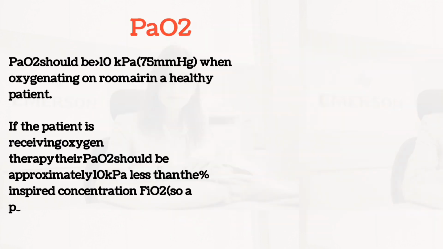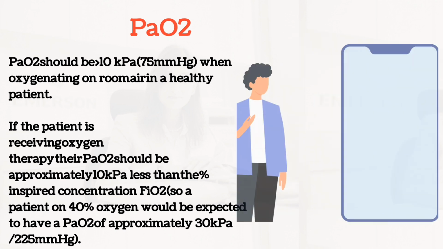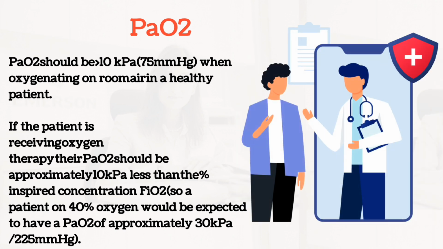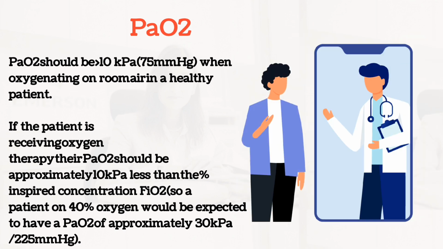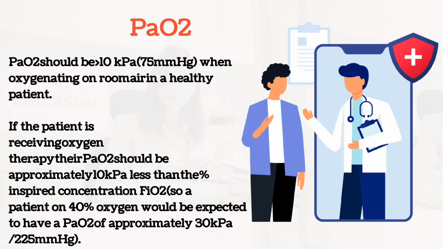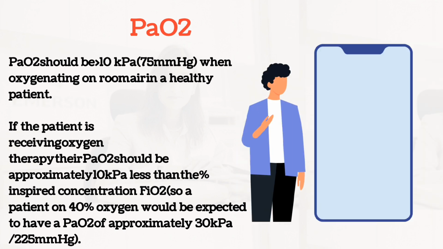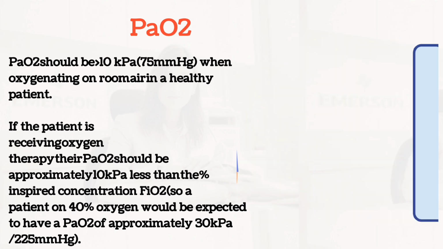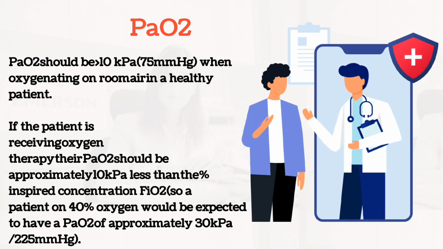Your first question when looking at the ABG should be, is this patient hypoxic? As hypoxia is the most immediate threat to life. Partial pressure of O2 should be greater than 10 kilopascals, 75 millimeters of mercury, when oxygenating on room air in a healthy patient. If the patient is receiving oxygen therapy, their partial pressure of O2 should be approximately 10 kilopascals less than the inspired concentration FiO2, so a patient on 40% oxygen would be expected to have a PaO2 of approximately 30 kilopascals, 225 millimeters of mercury.